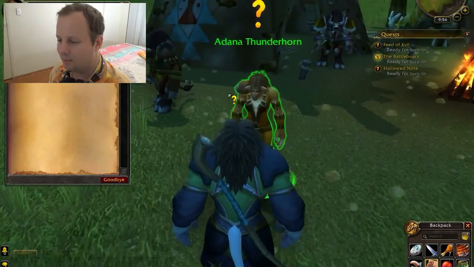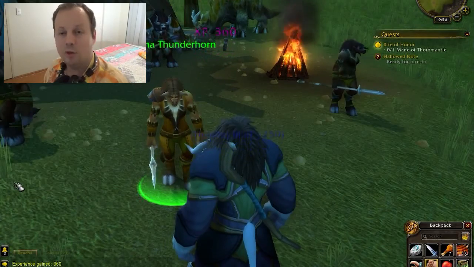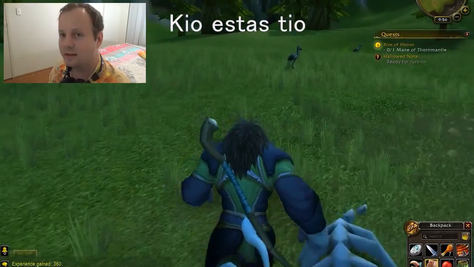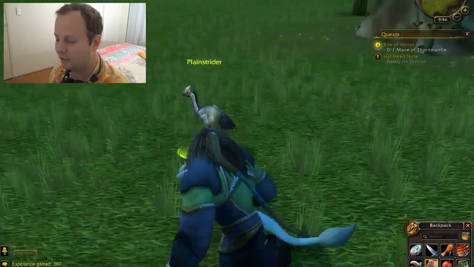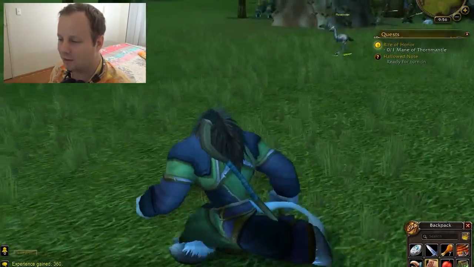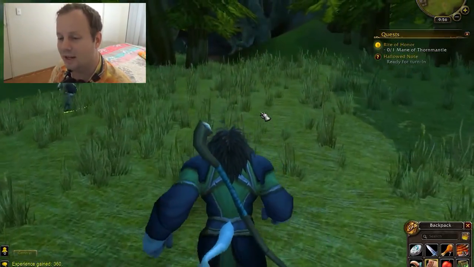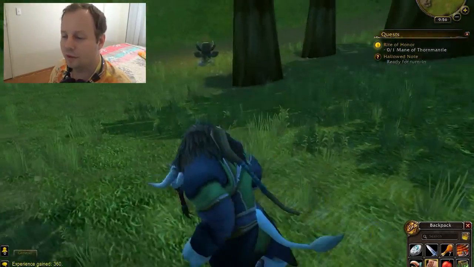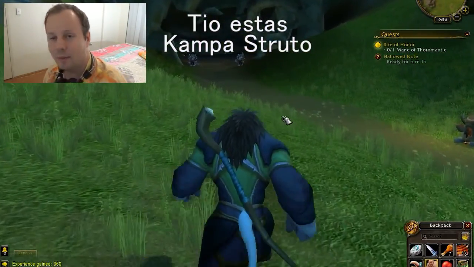Okay, so yeah. Kio means what, and Tio means that thing. So, how would you say what is that? It is Kio estas Tio. So, for instance, if I'm pointing at this plane strider here and I'm saying what is that, you say Kio estas Tio, then what would the response be? You'd basically say that is a plane strider. So, the word for that is Tio. The word for is is estas. And we know a plane strider is campastruto. So, tio estas campastruto.